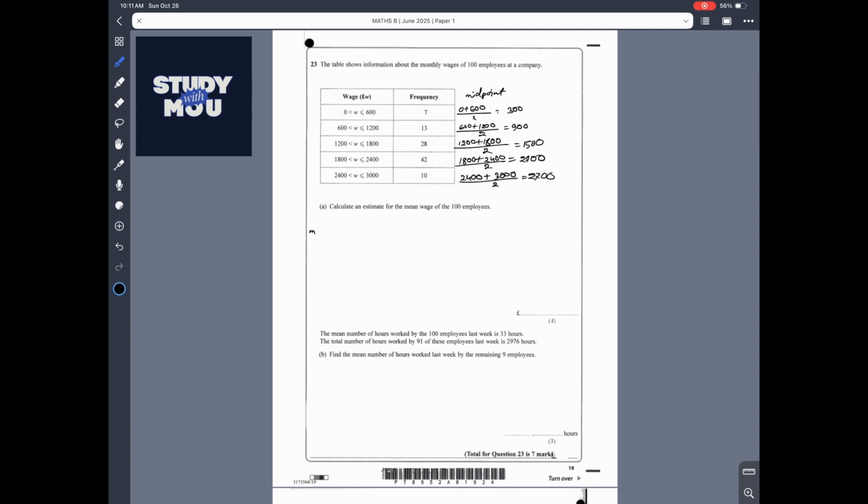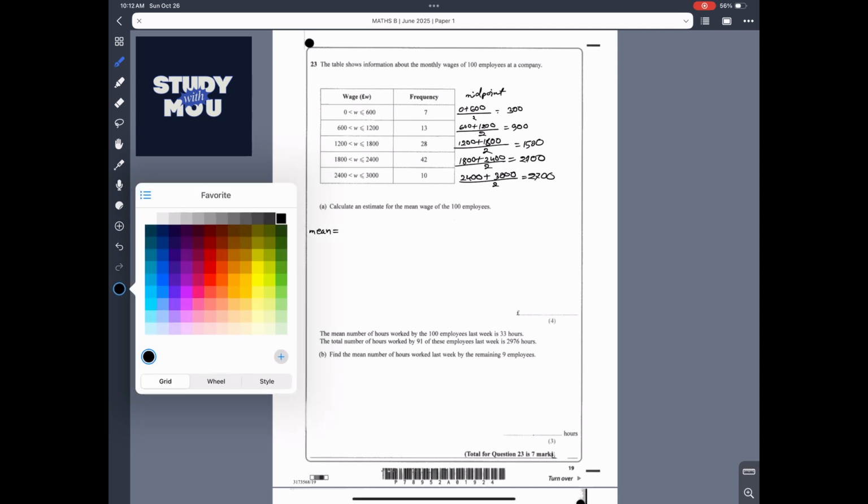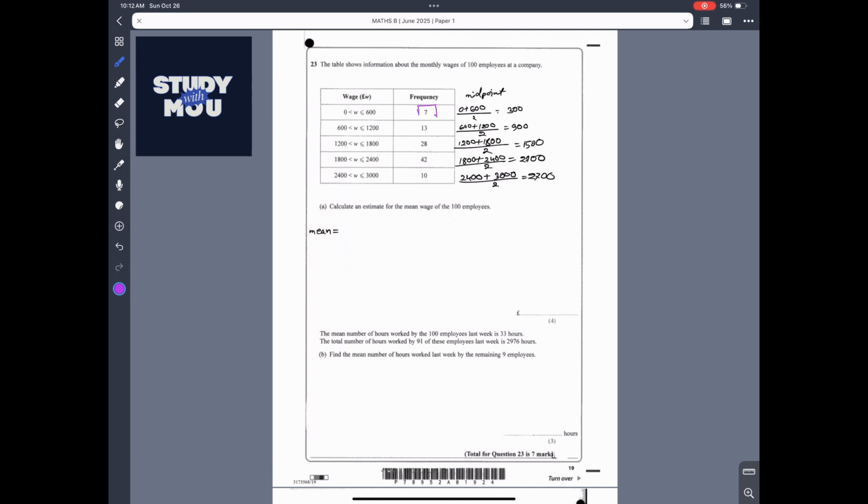Now we need to calculate the mean. For the mean, what we have to do is, let's take a purple color. We need to multiply the frequency with the midpoint amount. Okay, so what you do, 7 multiply 300, 13 multiply 900, 28 multiply 1500, 42 multiply 2100, 10 multiply 2700.